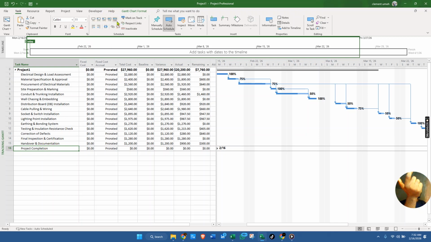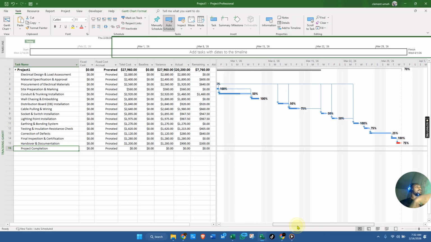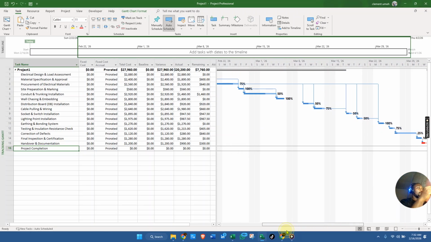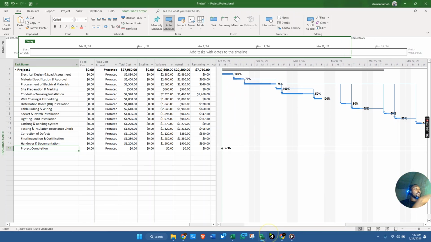So this one really does not have anything, because there's no amount or anything attached to it. Do you understand? So this is basically how you track your project. Basically, how you track your project.